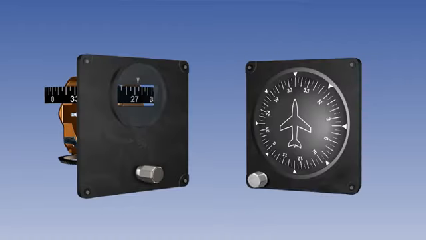The more common type of display used in modern aircraft can be seen here on the right. With this type of display, the cylindrical indicating scale is replaced with a vertical card compass rose, which is geared to the outer gimbal.